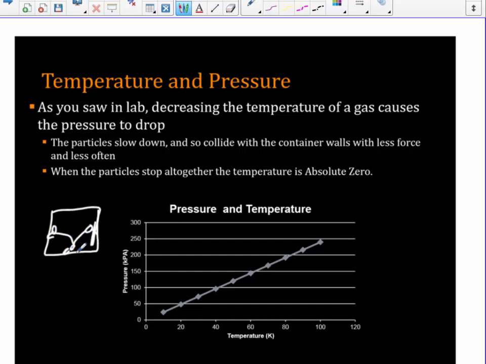Of course, if the particles stop altogether and they're no longer bouncing off the walls, then the particles have reached what we call absolute zero, the lowest possible temperature, because you can't get colder or slower than stopped particles. And we can use this graph to extend back down to zero pressure to figure out what temperature that would happen at. It turns out that happens at right around minus 273 degrees Celsius. That is equal to 0 Kelvin, or absolute zero, the temperature at which all particle motion stops.